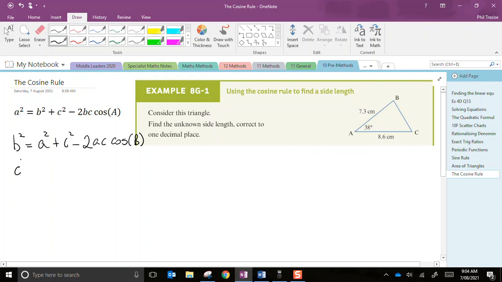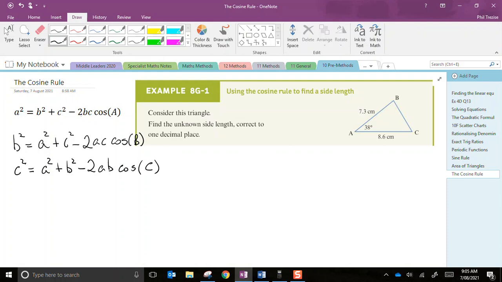Likewise, I could put c squared at the front, then the other two sides are a and b, they're both squared. Subtract 2, now it's those two repeated again, ab, and then cosine is for the angle that is opposite the side which is on the left there, so angle capital C. There's three different versions of the cosine rule. You don't have to memorize all three, but memorize the pattern.